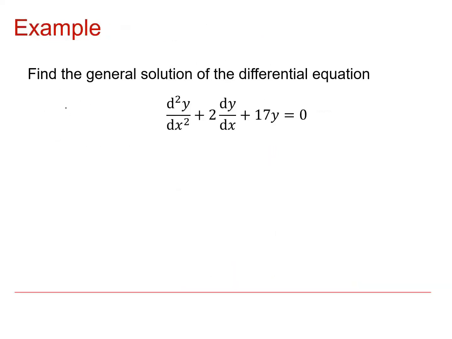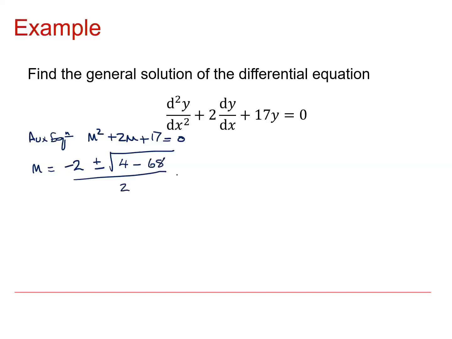So looking at an example then, let's have a look at this differential equation. I've got an auxiliary equation for this, which is just m squared plus 2m plus 17 is equal to 0. And using the quadratic formula on this, I'm going to get that m is equal to minus 2 plus or minus the square root of 4 minus 68, all over 2. And that gives me minus 2 plus or minus the square root of minus 64, all over 2, which gives me minus 1 plus or minus 4i.